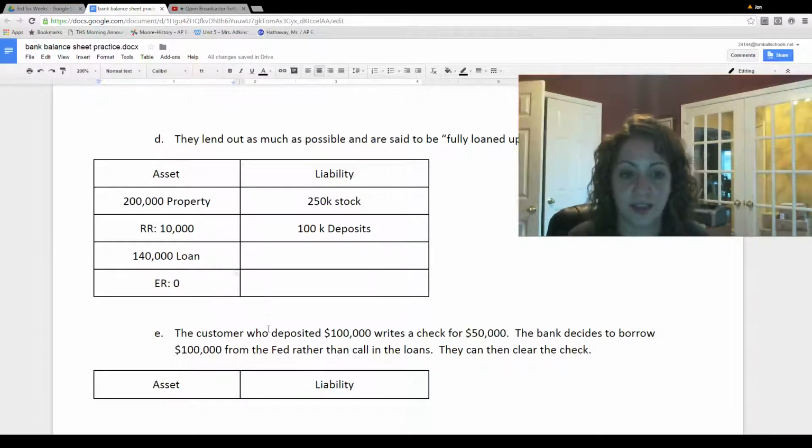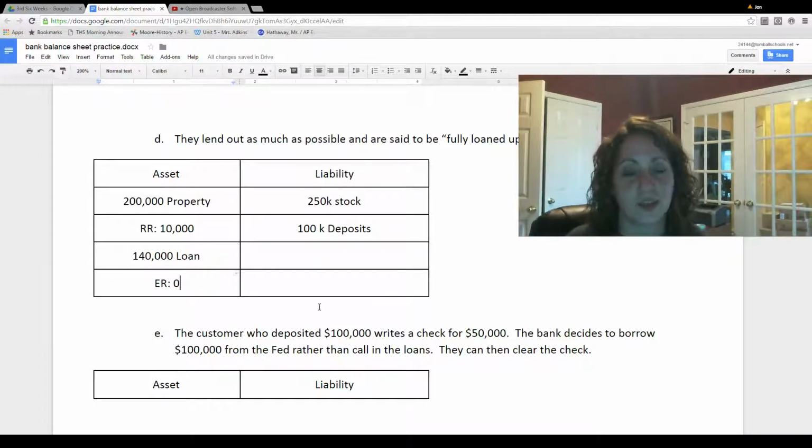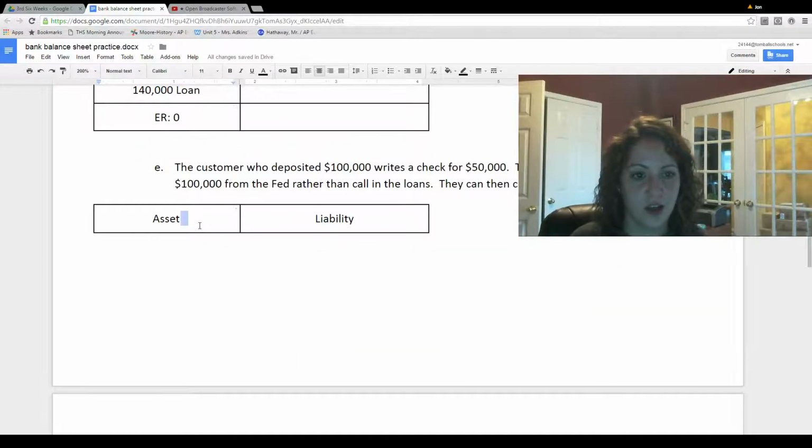So that's why this bank is borrowing money from the Fed. Typically, they wouldn't do that. They would just borrow money from a different bank. But this is just a silly worksheet for practice. So we're going to say that they're borrowing money from the Fed. Okay, so they're borrowing money from the Fed so they can give that customer their deposit back. Okay, so what has changed?